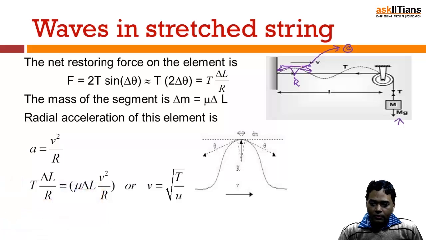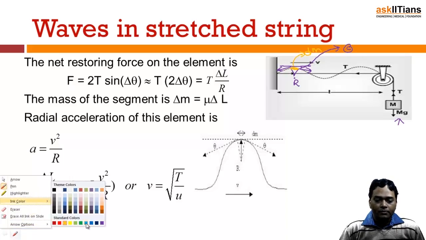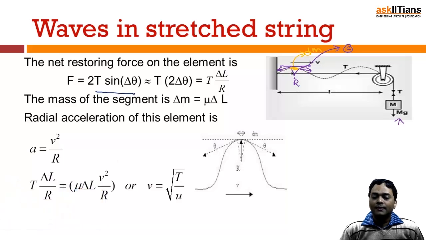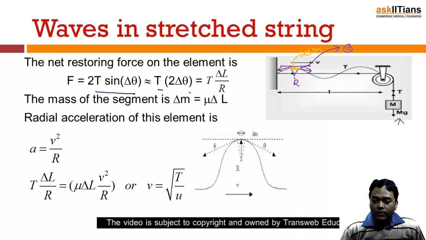So I'm talking about this particular point, which has a mass dm, let's say. As a result, the force that you will have is going to be given by 2T sin(delta theta). We can assume that theta is very, very small, so sin(delta theta) is nothing but delta theta. If we rearrange it, we can write this as approximately T times 2 delta theta.